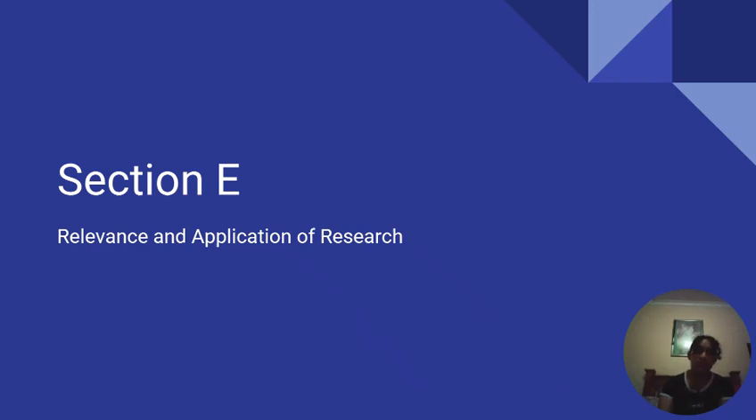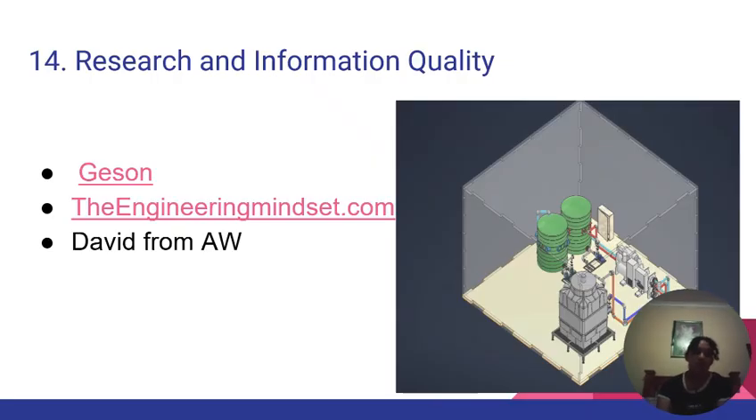Section E. So for my research information quality, I used Gison. In the beginning you saw a clear picture, so they show a clear difference between the air chilling system and water cooling system, and they gave a good description about it. And then engineeringmindset.com provided the information and picture of how water chilling systems would look and operate on a bigger scale.